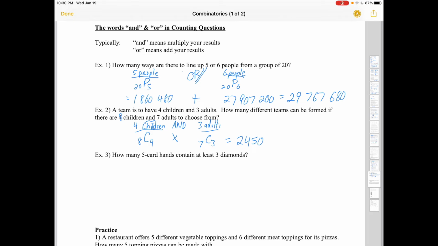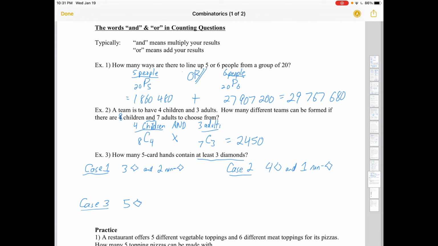One last one involves card hands. How many 5-card hands contain at least 3 diamonds? Often "at least" questions, or "at most," require considering different cases. So there could be 3 diamonds and 2 non-diamonds. That could be your hand, and it would satisfy these conditions. Or case 2, you could have 4 diamonds and 1 non-diamond. That would also satisfy these conditions. Or lastly, you could have all 5 diamonds, and that would satisfy these conditions.